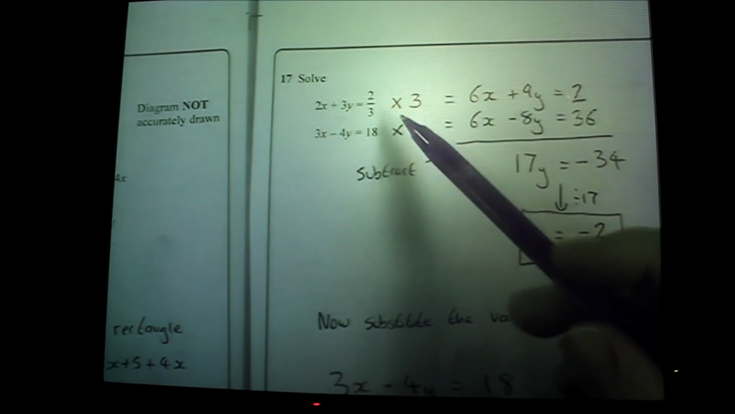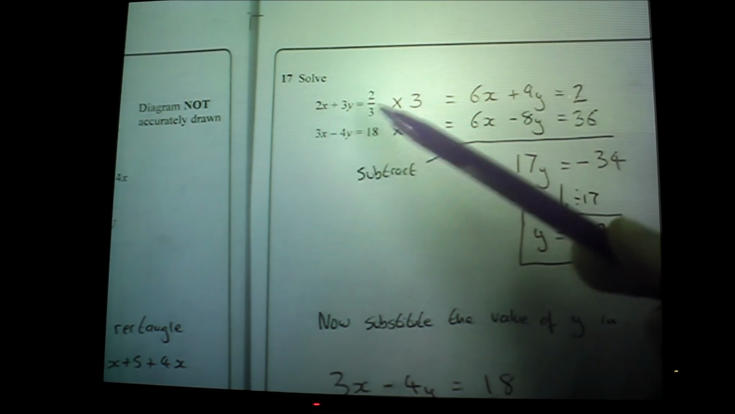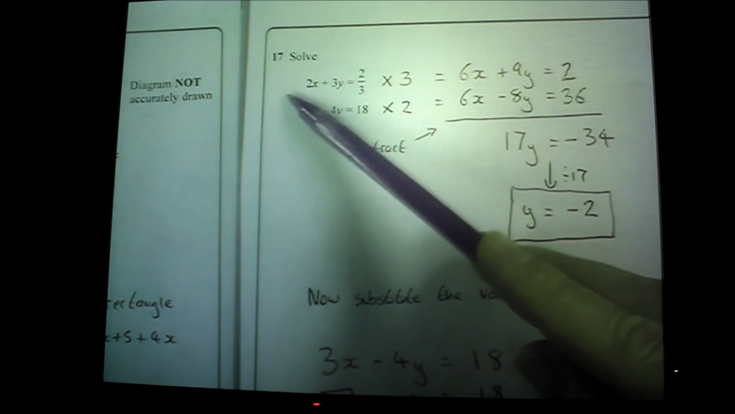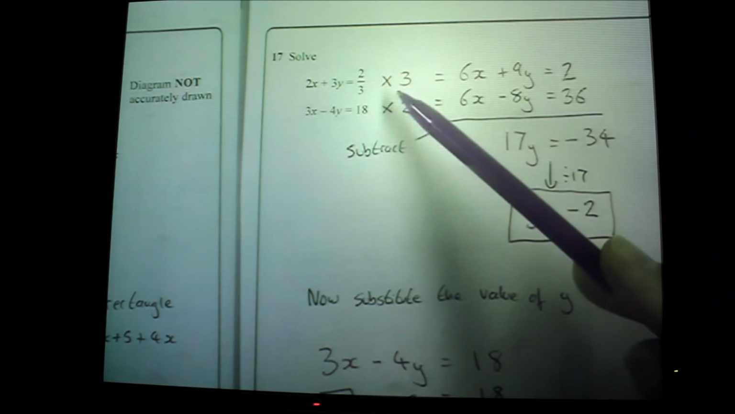Question 17. It's simultaneous equations, but it's a horrible one because it's got a fraction in it. So what I've done, first of all, get rid of that fraction. I know if you times 2/3 by 3, it will go to 2. But obviously you've got to times everything else by 3 as well. So 3 lots of that is 6x, 3 lots of that is 9y, 3 lots of that is 2.